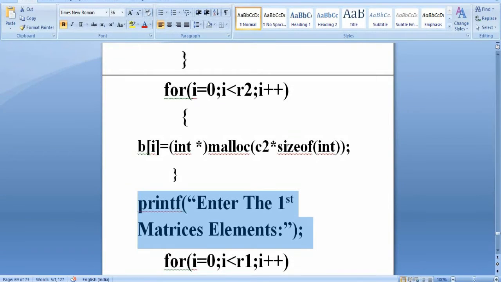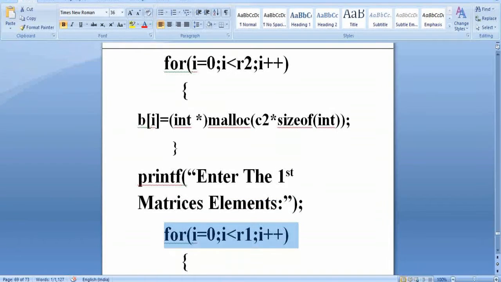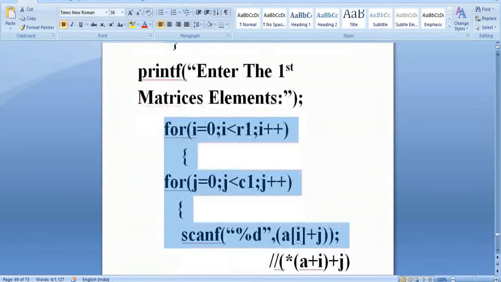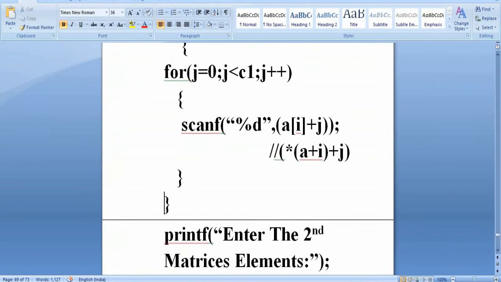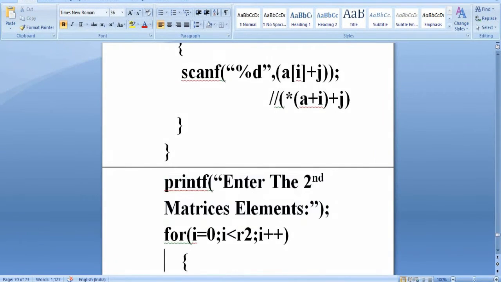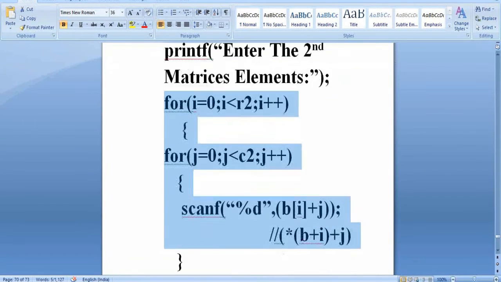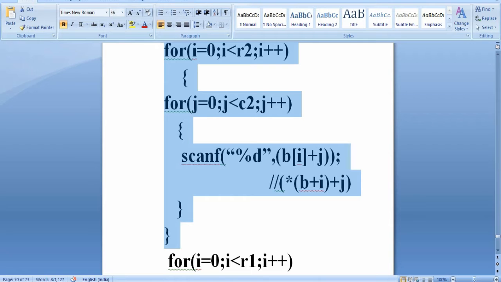printf("Enter the first matrix elements"). For i = 0, i < R1, and j = 0, j < C1, then scanf("%d", &A[i][j]). This is accepting the A matrix. And then printf("Enter the second matrix"), nothing but the B matrix. For i = 0, i < R2, and j = 0, j < C2, scanf("%d", &B[i][j]). This is reading the second matrix elements.